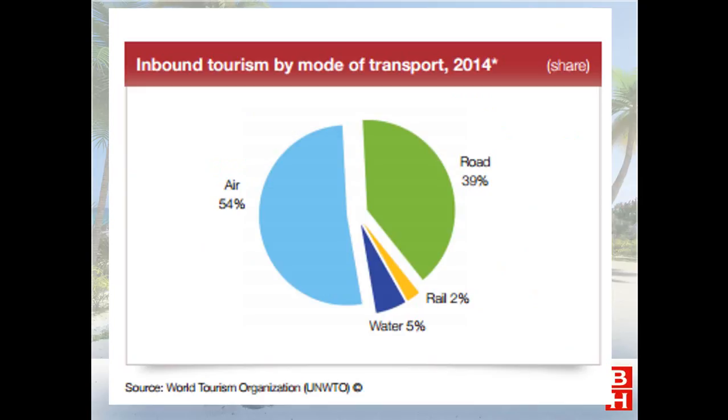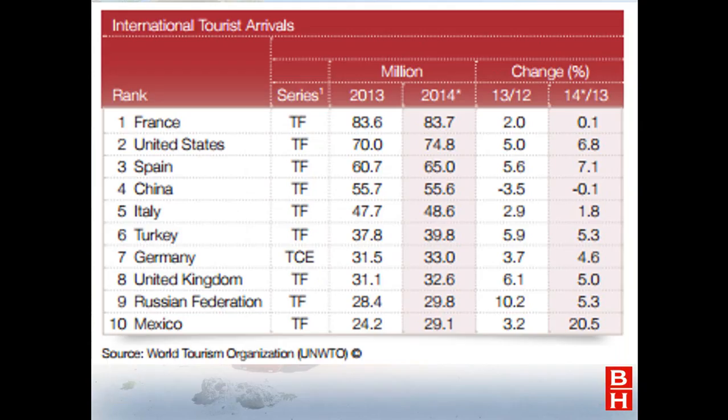Most tourists use air to travel, then road, rail, and water. Like I said earlier, as a region, Europe is #1 in terms of tourist arrivals. So why is the United States here #2? Because this table is looking at countries. So in terms of countries, France is #1. France receives the highest number of tourists in the world. The United States is the second largest receiver of tourists. Then Spain, China, and Italy.